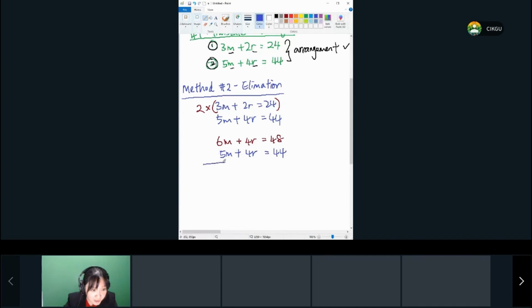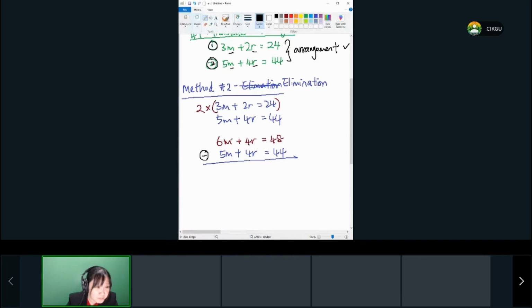Why I purposely don't want to do anything? Because look, positive 4R, positive 4R. I can just minus and this will disappear. This is what the word elimination means. I spelled it wrong. The English word eliminate means get rid, make something disappear. So I times 2 because I want to make this disappear. So how to make it disappear? In mathematics, there's only plus, minus, multiply, and divide. So the easiest way is to minus. But again, if you minus, you cannot just minus this. Everything else must minus together.